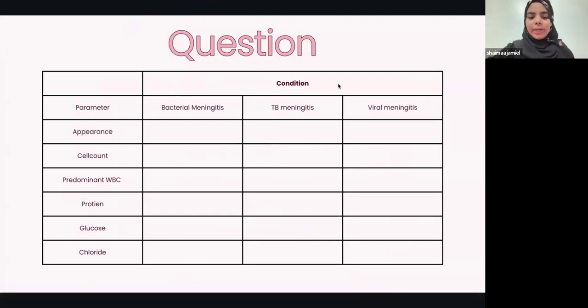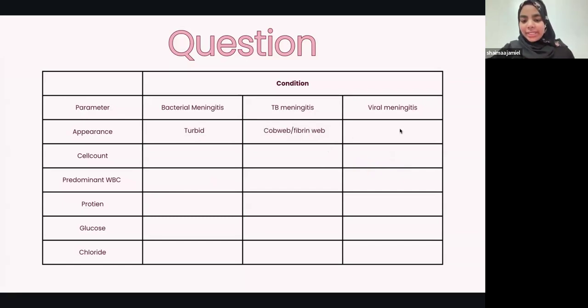Okay. So this is the last lecture, which is just about CSF. I'll have you fill this out. So in bacterial meningitis, the appearance of the CSF, normally it's clear. What would it be in bacterial meningitis? Turbid. And in TB meningitis? Yes, the fibrin. It's a cobweb appearance or fibrin web, which is basically very high amounts of protein that look like a spider web.